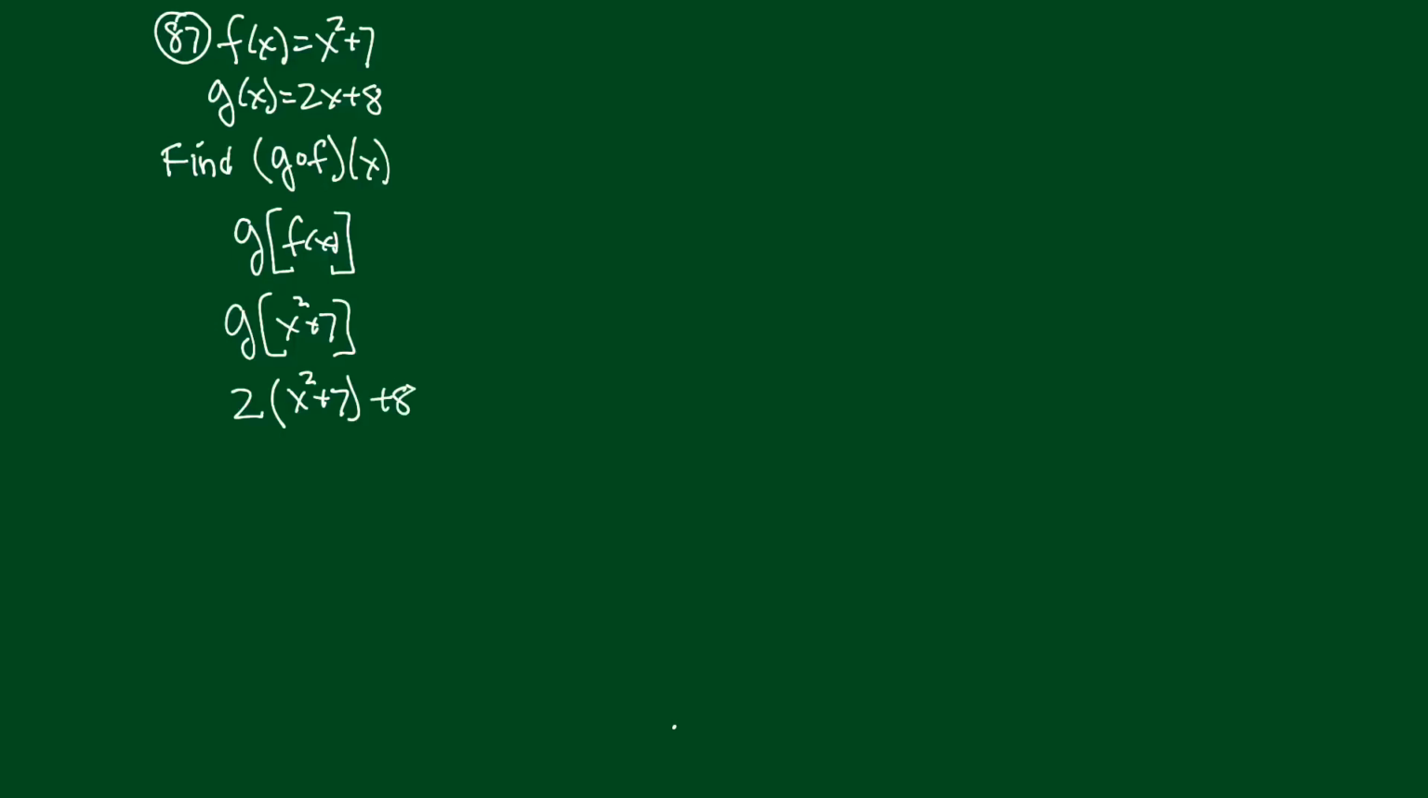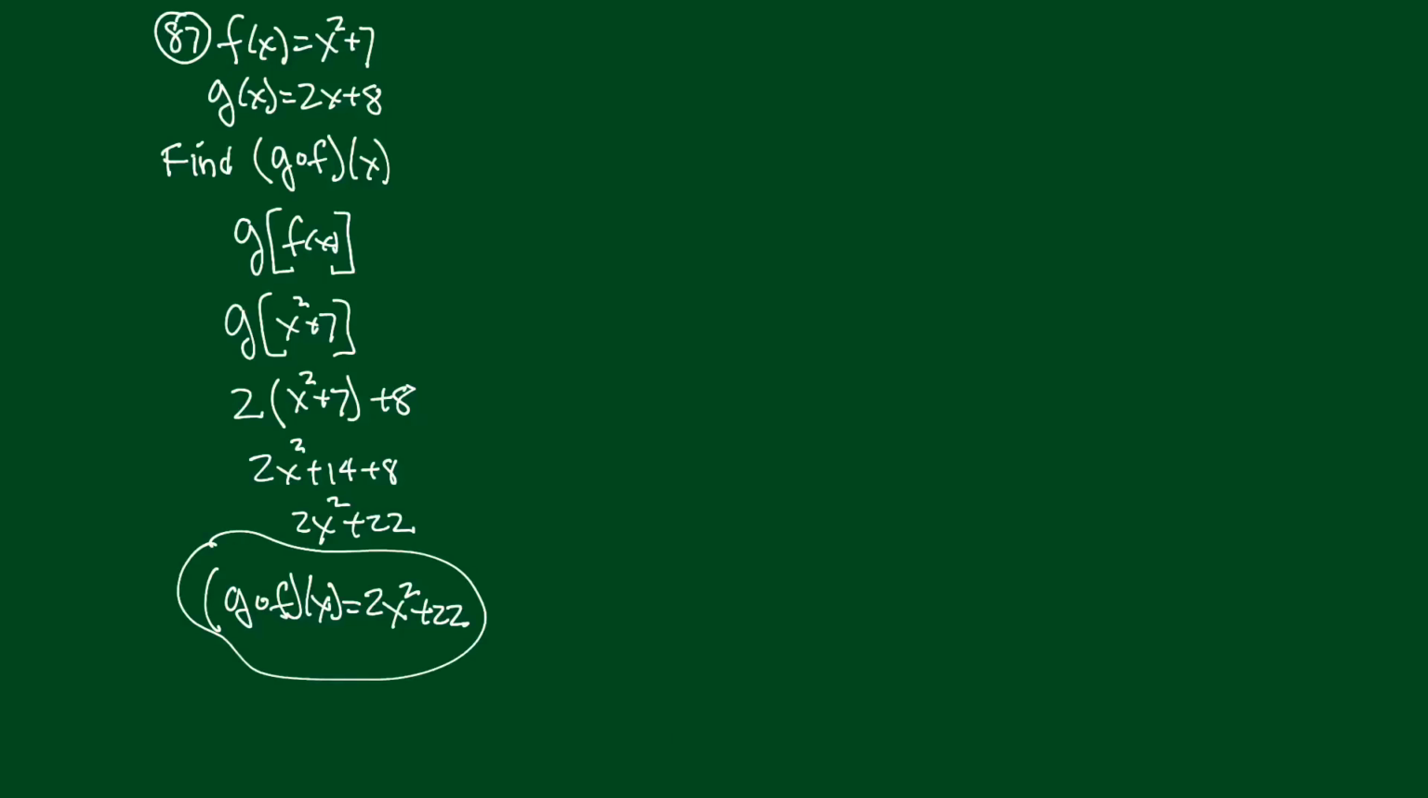And we've got a plus 8 out there, right? I've got 2, x squared plus 7, plus 8, right here. Now multiply through by the 2. We'll get 2x squared plus 14 plus 8. So how about 2x squared plus 22? So we'll conclude now that this new function, g of f of x, is equal to 2x squared plus 22.